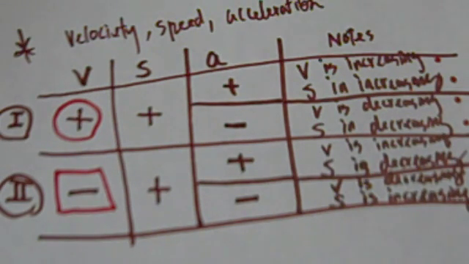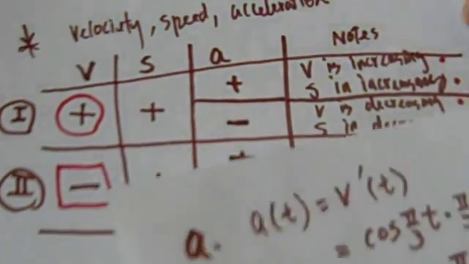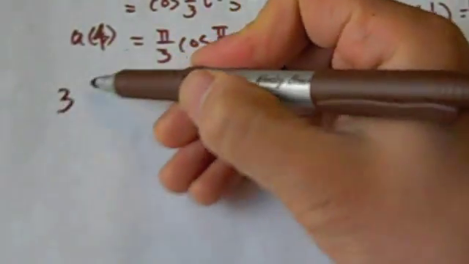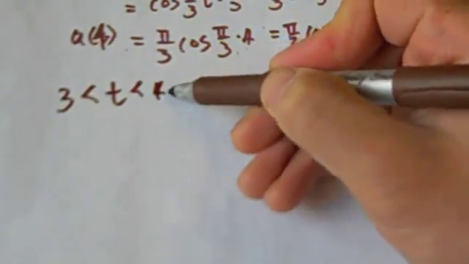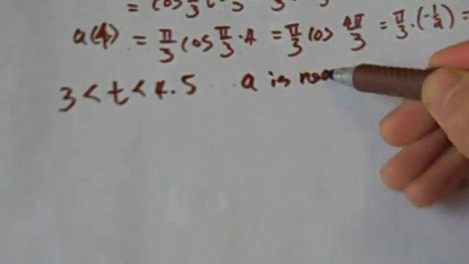So, let's take a look at our original problem. If you take a look at the original problem, and I should bring this back in here. Here it says, between 3 to 4.5, okay, what's going on? Well, let's take a look at it. Between 3 to 4.5, acceleration is negative. How do we know that? Because we know that from part A. A of 4 is a negative value.